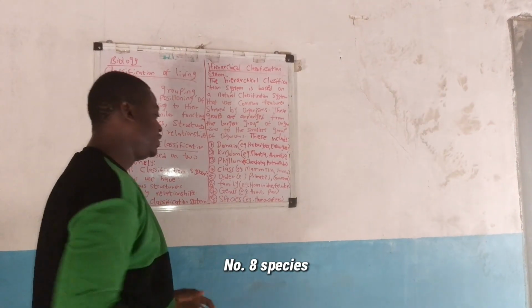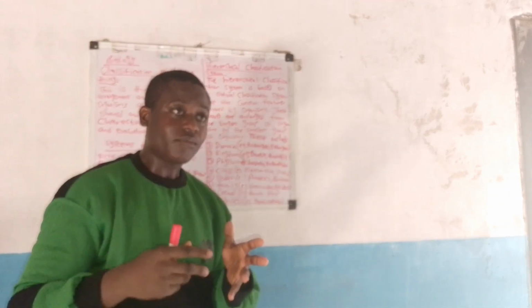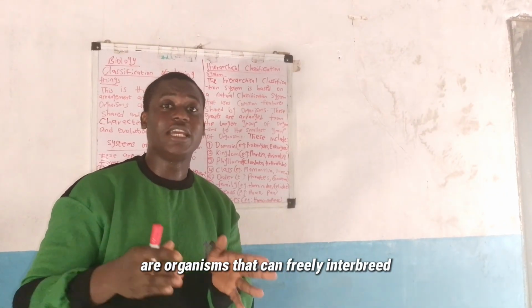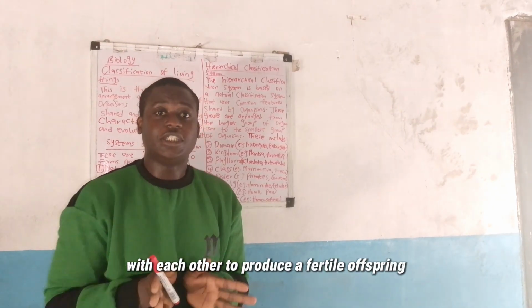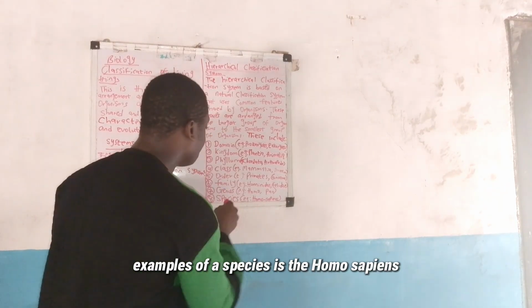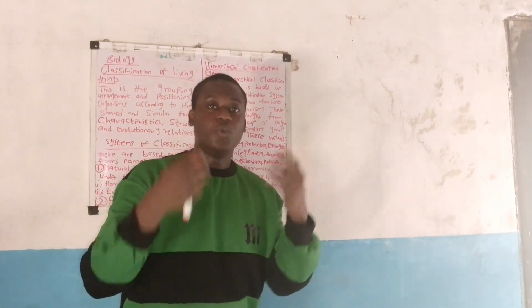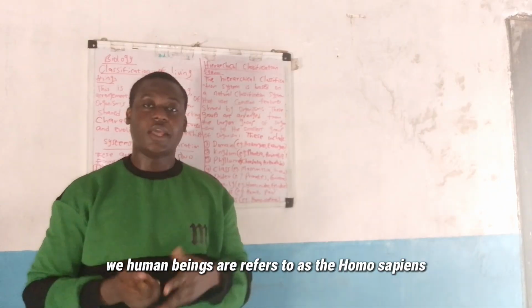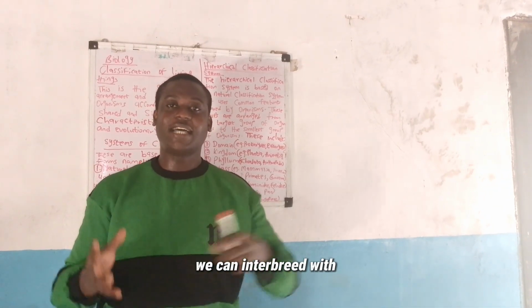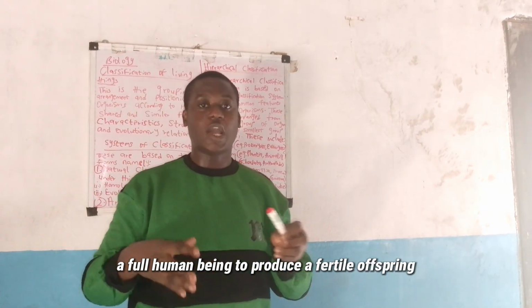Number eight, species. A species is a group of organisms that can freely interbreed with each other to produce fertile offspring. An example of a species is Homo sapiens. We human beings are referred to as Homo sapiens. We can interbreed with our fellow human beings to produce fertile offspring.